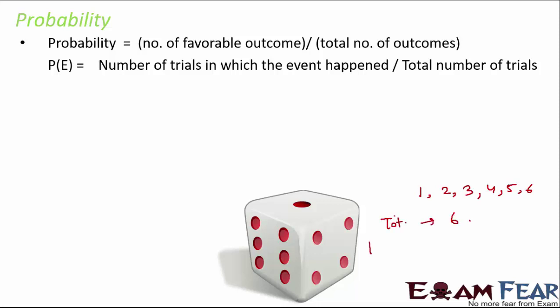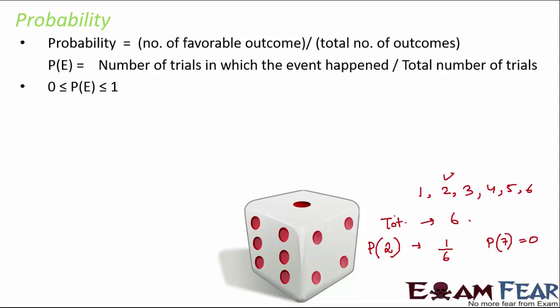So if I ask you what is the probability of getting a 2? The probability of getting a 2 is 1 by 6, because the favorable outcome, the possibility of getting 2, is only once out of the total number of possibilities, which is 6. Similarly, if I ask you what is the probability of getting a 7? The probability would be 0 because there is no 7. No 7 exists at all. So the probability of getting a 7 is actually an impossible event because that can never happen.